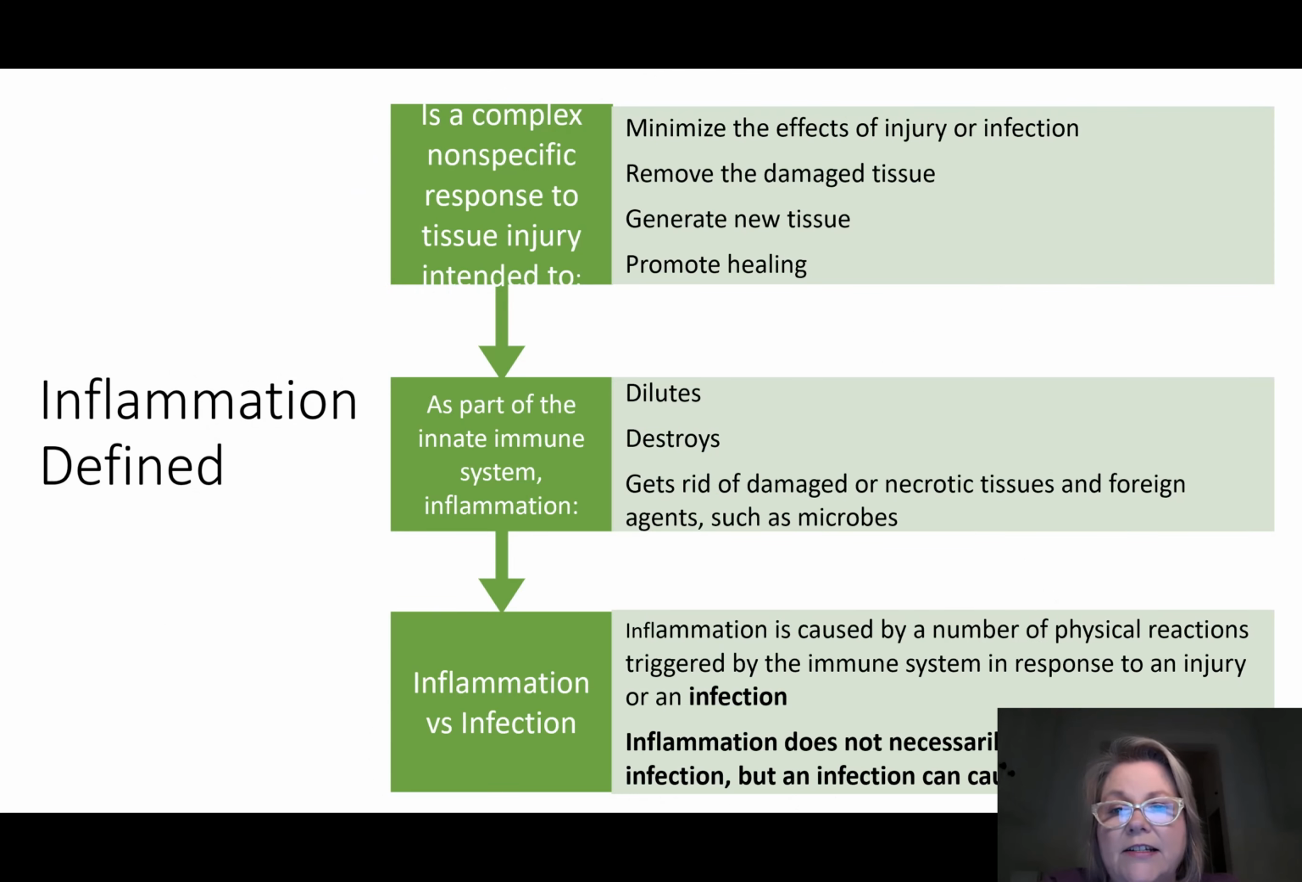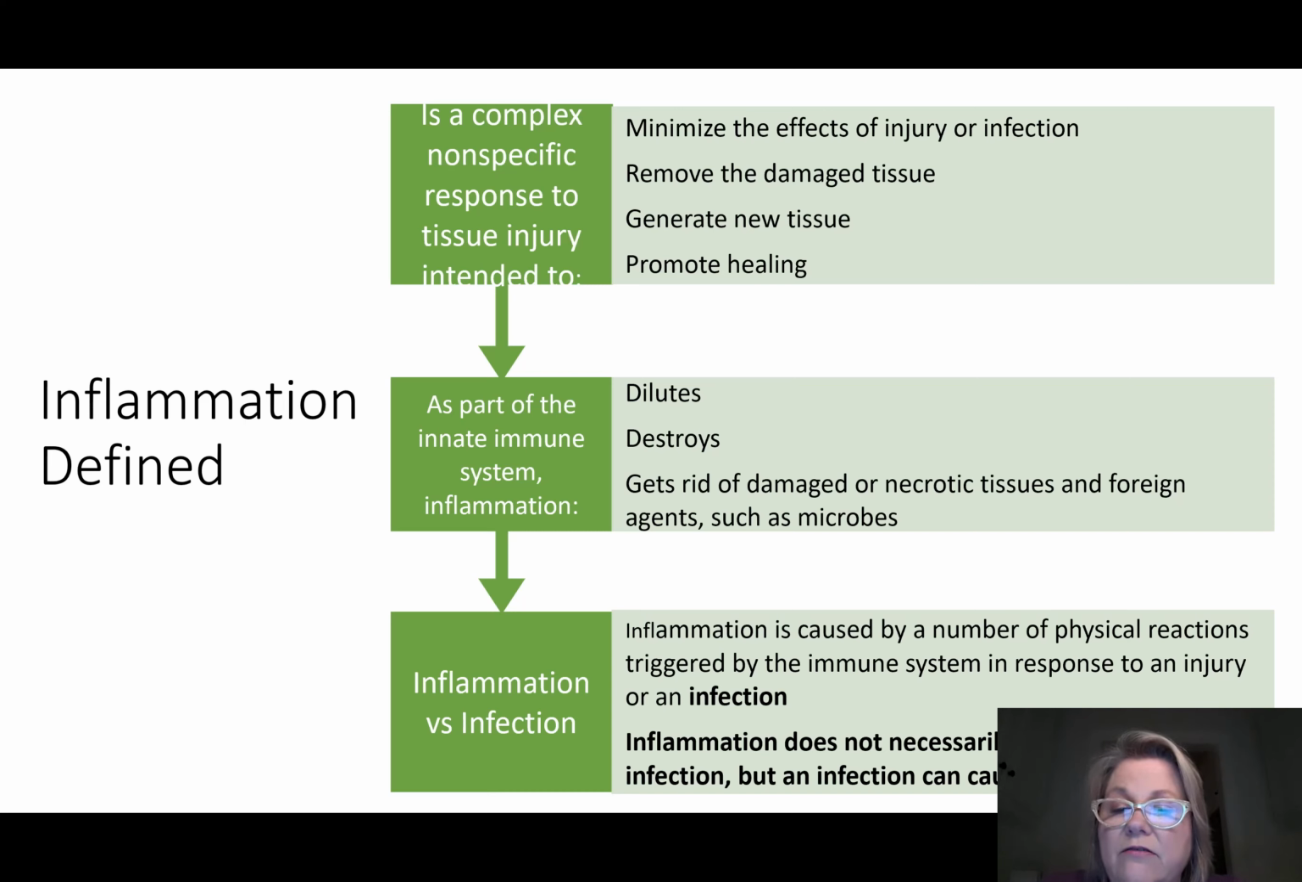Inflammation defined is a complex, non-specific response to tissue injury, and it's intended to minimize the effect of infection, remove the diseased or damaged tissue, generate new tissue, and promote healing. So that's what inflammation is intended to do. As part of the innate immune system, inflammation dilutes, destroys, and gets rid of the necrotic tissue, the foreign bodies, and agents such as the microbes, which are your bacteria, your viruses, and so on.